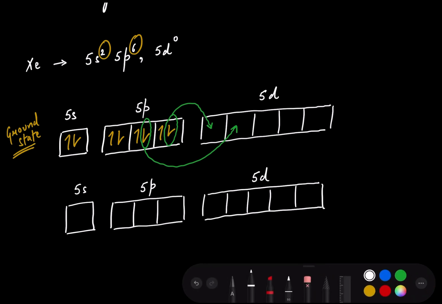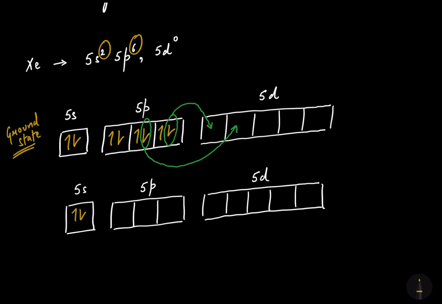So now let's fill the electrons after the excitation. The 5s has 2 electrons. The 5p now has a total of 4 electrons, because 2 of the electrons from 5p have been excited to the 5d orbitals. So we got 2 electrons in 5d. So that's our excited state.